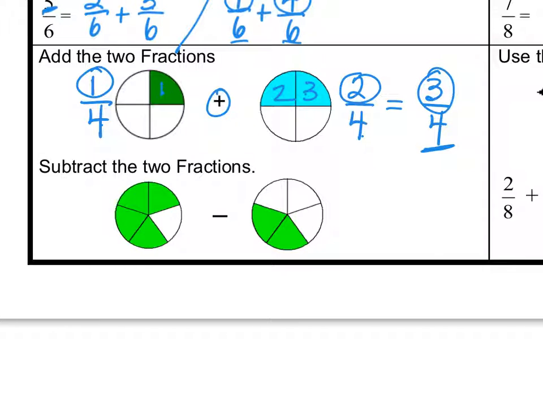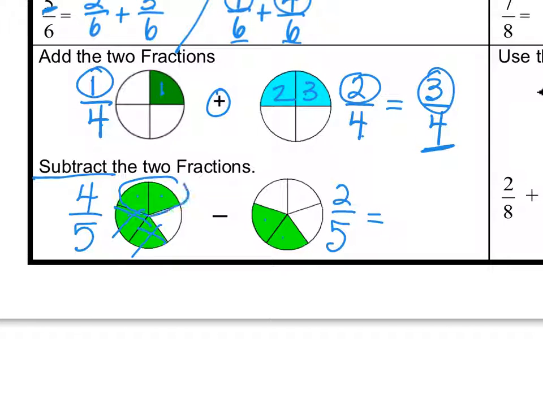Okay, now the bottom one is subtraction. It's not adding. It means if you have 1, 2, 3, 4 fifths, and you take away 2 of those fifths, what happens? So we're going to write that, 4 fifths. Take away the 2 fifths. And we're going to actually do that. I'm going to mark this one out and mark this one out.